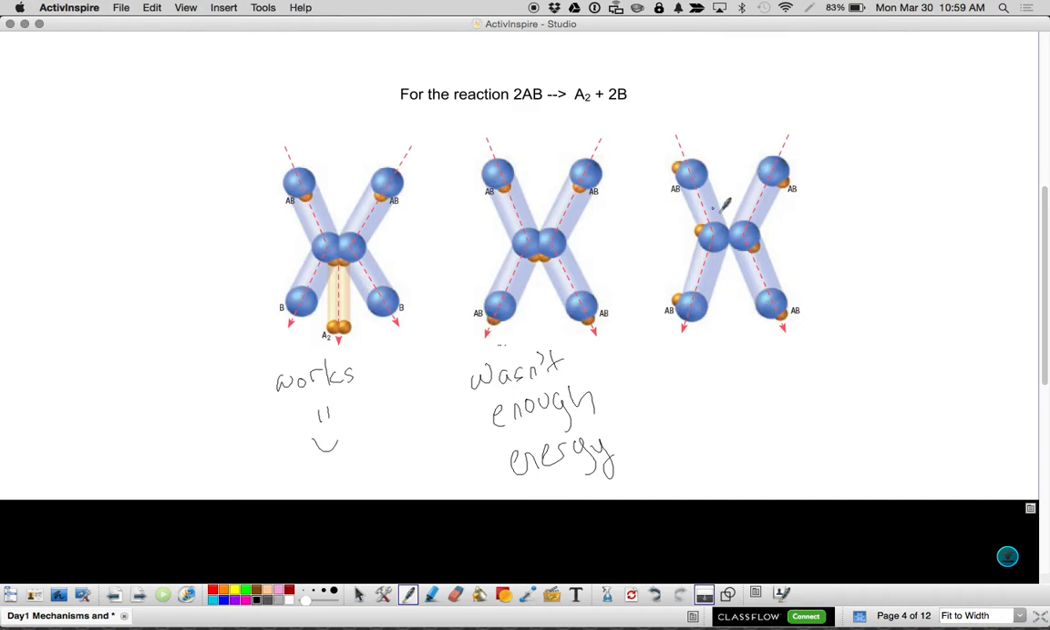Now in this one, again, there's no reaction. I end up with 2AB at the end. The problem this time, though, is that the molecules aren't in the correct orientation. All right, so in order for a reaction to occur, you have to collide with enough energy and be in the correct orientation. Now, these seem like they might be prohibitive to reactions occurring, okay?